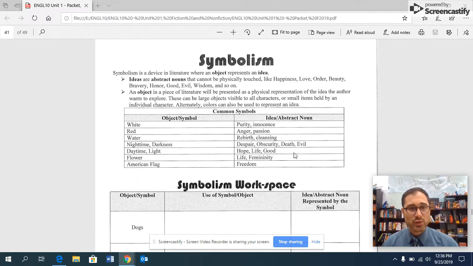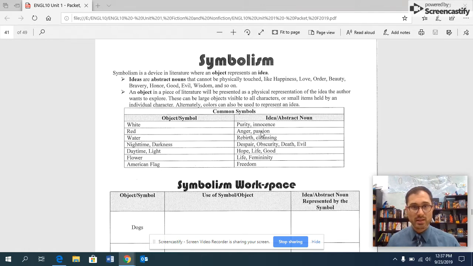If we take a look on the screen here, sometimes colors will stand for things. So white tends to stand for purity and innocence. Red tends to stand for passion and anger. And then we have a handful of other symbols. You can see them on the screen. But the objects are standing for what we call abstract nouns.